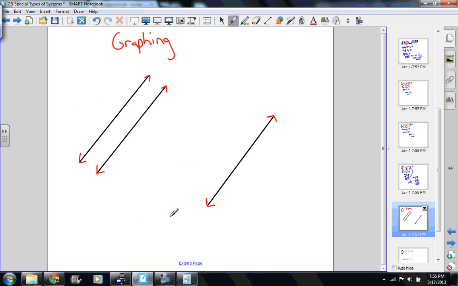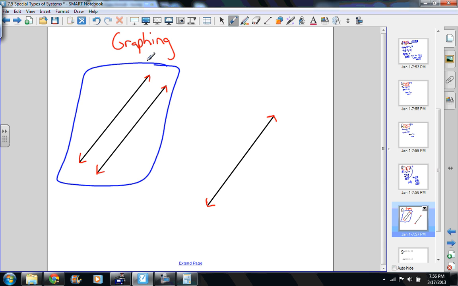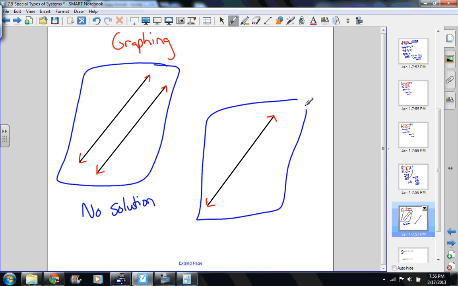For graphing them, parallel lines means no solution. One line repeated twice means infinite solutions. So if you did the graphing one, that would work as well.